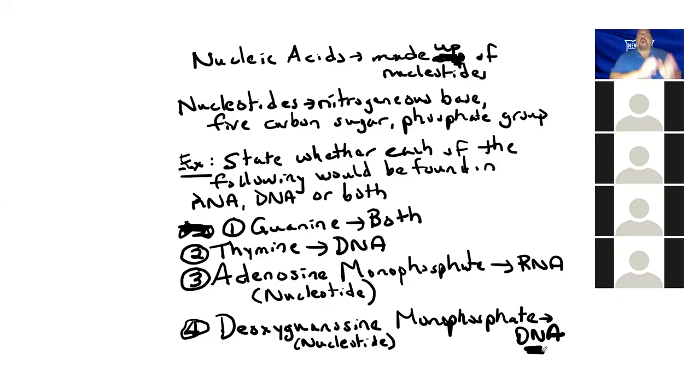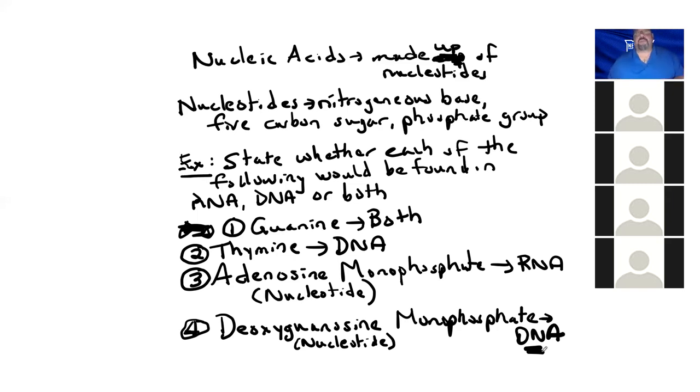Again, if you had guanosine monophosphate, that would be found in RNA. But if you have deoxyguanosine monophosphate, that would be found in DNA. So, in terms of the nucleoside names, you don't have to memorize the nucleoside names.